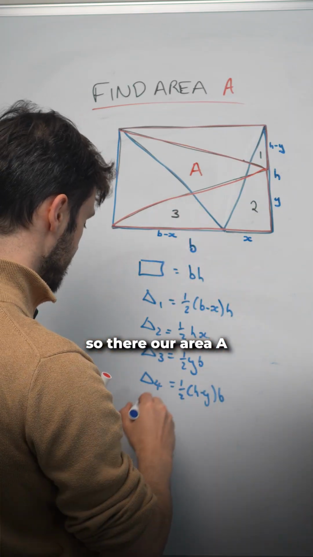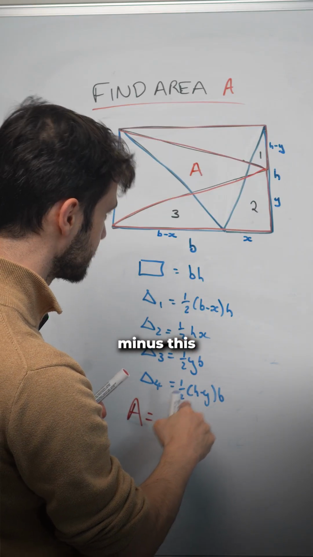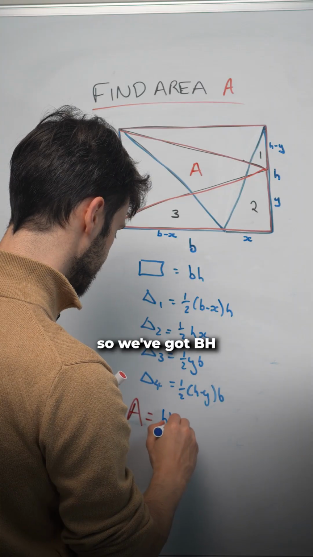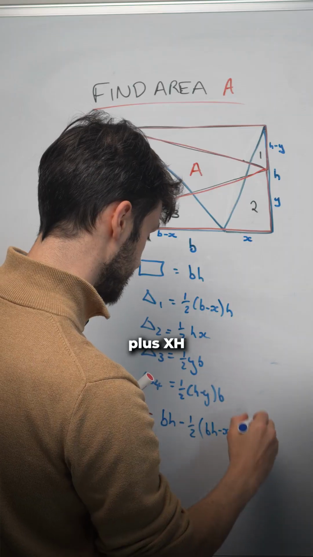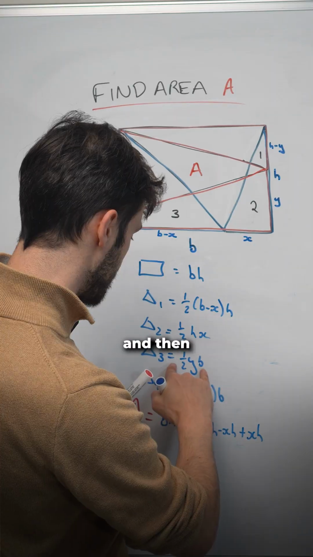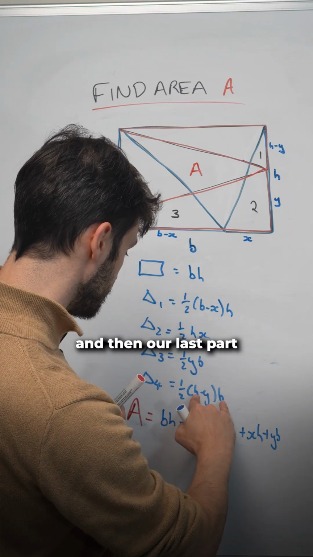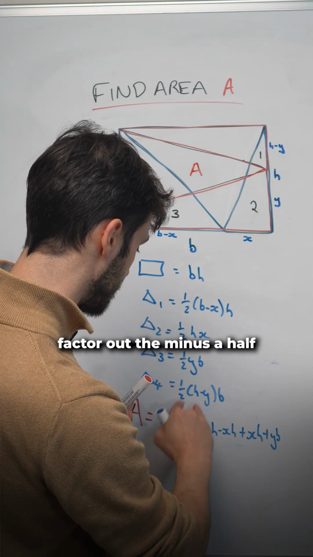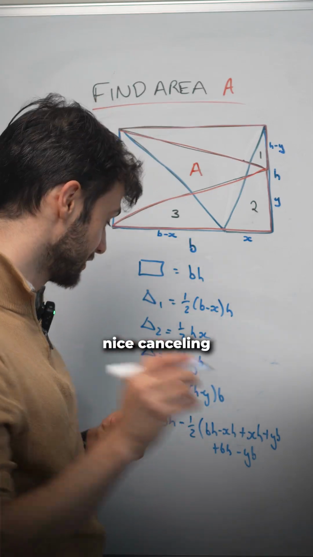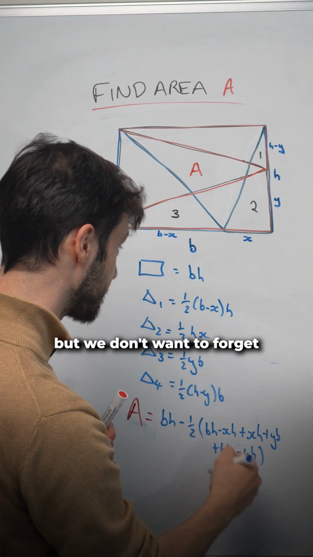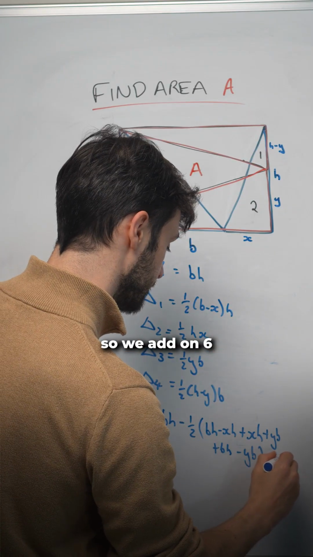So that our area A is going to equal base times the height minus this, minus this, minus this, minus this, add 6. So we've got BH minus a half, and then we've got BH minus XH plus XH, because we factored out the minus a half, remember? And then it's minus a half YB, but we factored out minus a half, so plus YB. And then our last part, we've got, again, factor out the minus a half, B times H minus Y times B. And what you notice here is there's some very nice cancelling that's about to happen. But we don't want to forget that we then have to add on the parts that we subtracted twice, the 1, 2, and 3. So we add on 6 at the end.